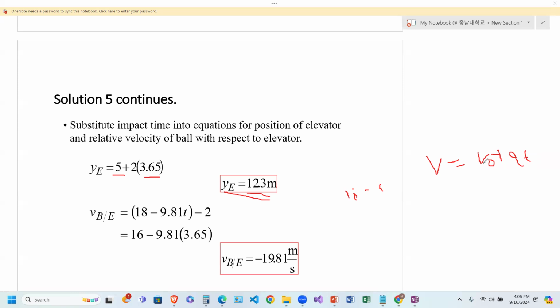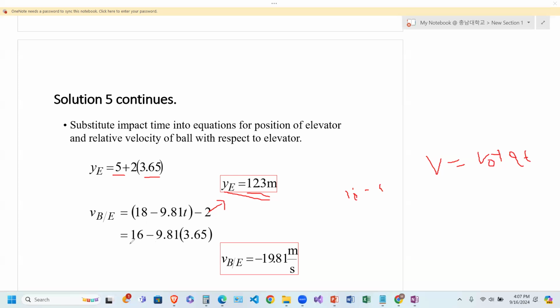But in this case, we need to get our V. Our V naught was 18. Our A is 9.81, but remember, it is moving in the opposite direction, so it becomes negative. And then our time is 3.65. And then the other particle is moving with 2 meters per second. So if we want the relative velocity of the ball, it's just the velocity by which the ball is moving minus the velocity by which the elevator is moving.